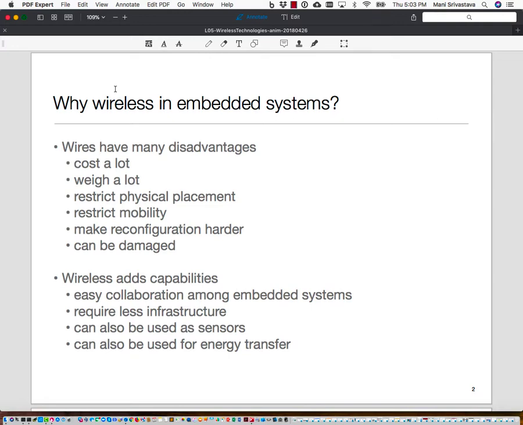All that requires is, instead of a single signal strength, I actually get some sort of a vector about how different signals at different frequencies are interacting with the world. So I can do a lot. They can also be used for energy transfer.